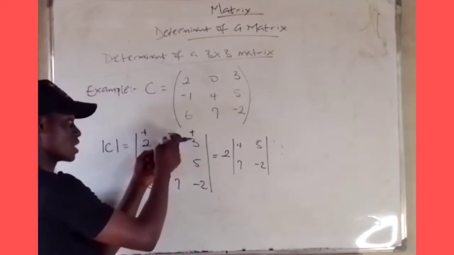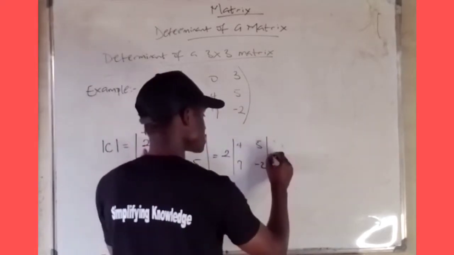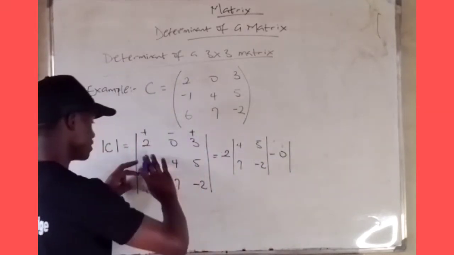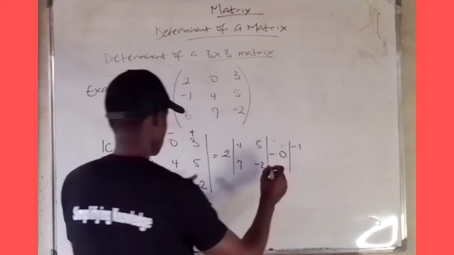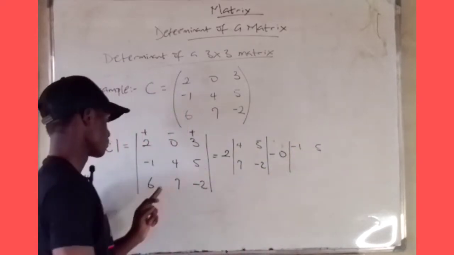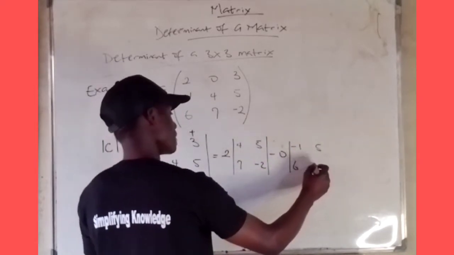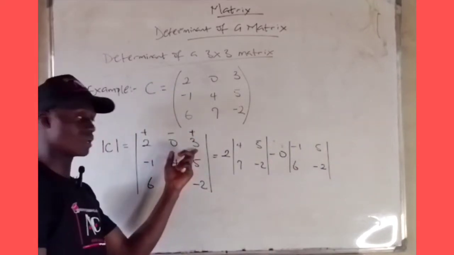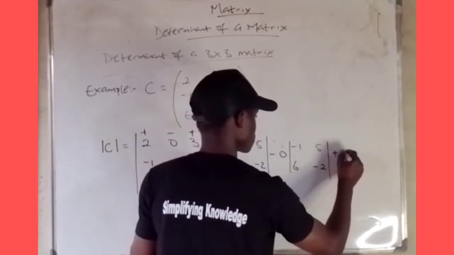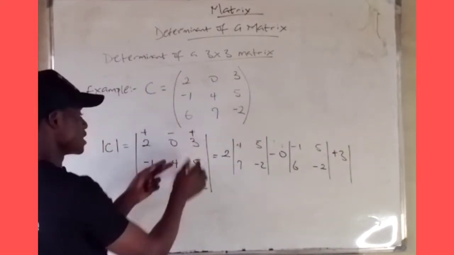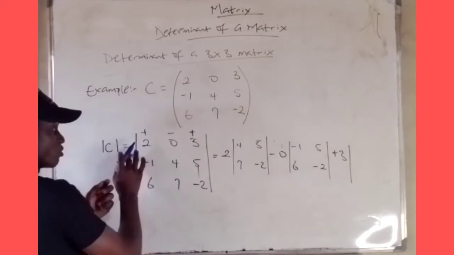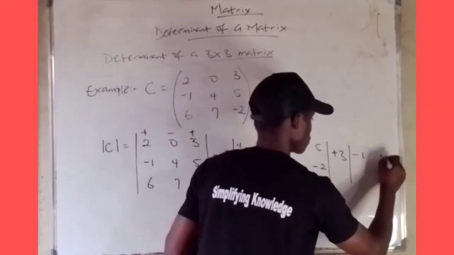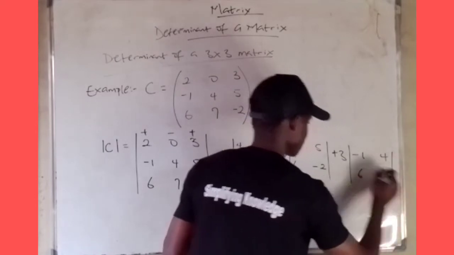So the next one is 0. That's because we're having minus here. So minus 0 into, taking this side and this side off, we'll be having minus 1, 5, 6, and minus 2. Okay. Lastly, we'll take 3. Now we plus 3 into, taking this 3, we take this side off, take this side off. I'll be having minus 1, 4, 6, and 7.